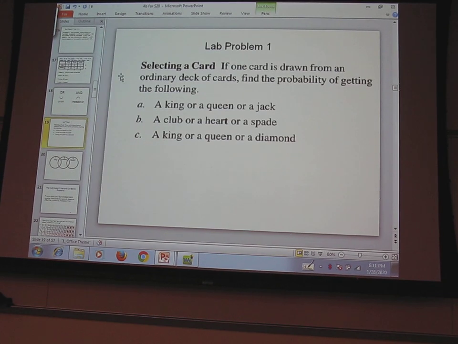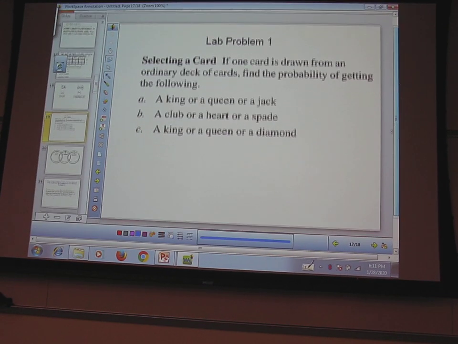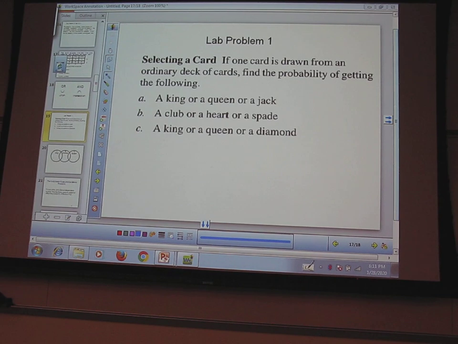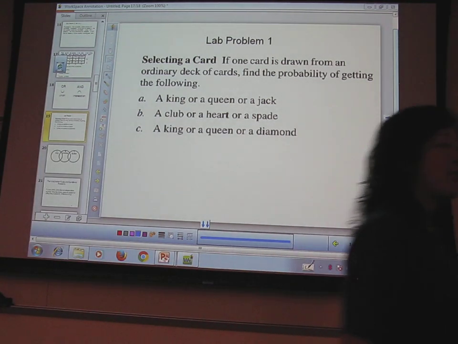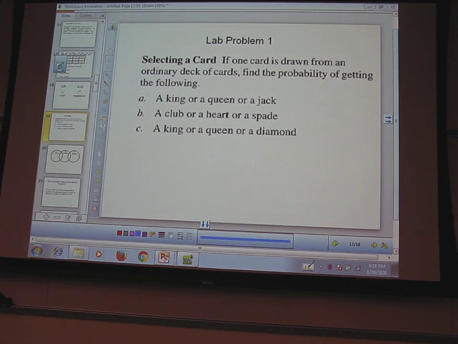So let's take a look at this one. You guys have some cards up there. You have an actual deck on your sheet, I believe. So find the probability of getting a king or a queen or a jack. Find the probability of getting a club or a heart or a spade. And then last, find the probability of getting a king or a queen or a diamond.